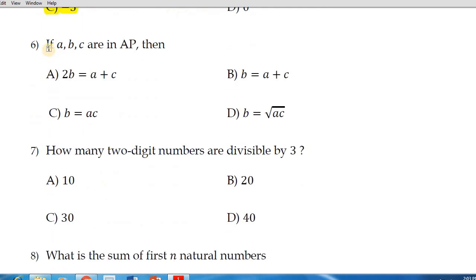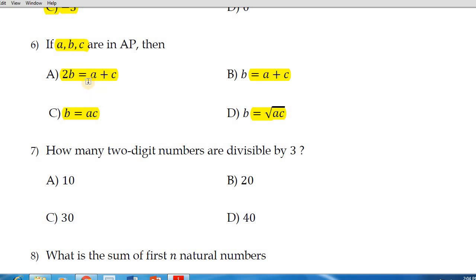And the sixth question is a very nice question they have made, children. In this question paper a few questions are there. They are very good questions. See here, if A, B, C are in AP, then options are 2B equals A plus C, B equals A plus C, B equals AC, B equals root AC. So you will be in confusion. So how to answer this?